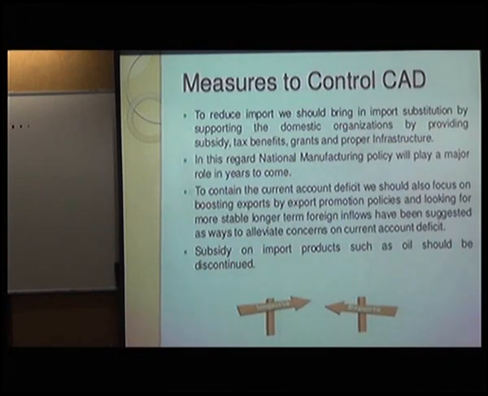Measures to control the CAD, the current account deficit, which comprises the import and export difference. To reduce imports, we should bring in import substitution by supporting domestic organizations by providing subsidy, tax benefits, grants and proper infrastructure. In this regard, the national manufacturing policy will play a major role in years to come.